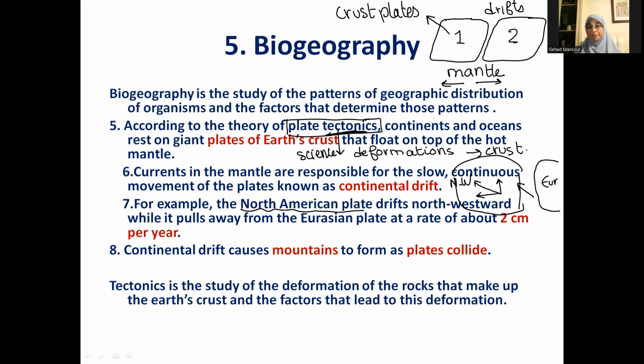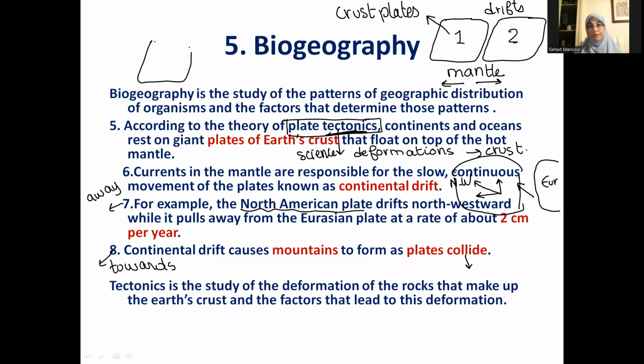So first of all, we have the mantle that results in drifts of the continents, and we have seen the example of North America that is drifted 2 centimeters northwestward per year. But sometimes this drift results in the formation of mountains. When does it occur? When the two plates drift towards each other. In the example of North America, they were drifting away from each other. But here, they are drifting towards each other. So when they drift towards each other, they collide. So what happens when they collide?